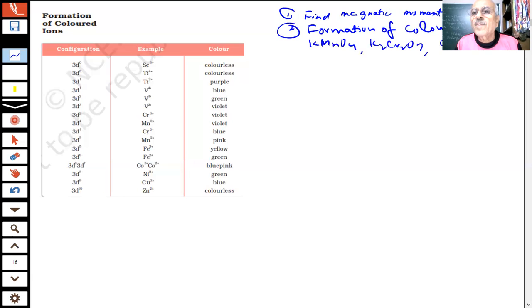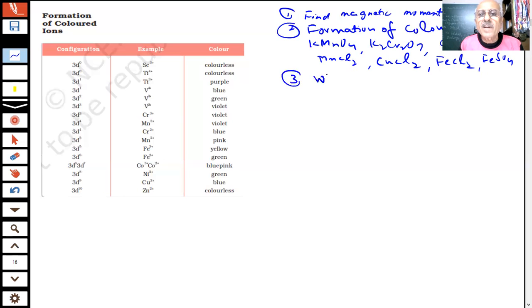What do you find, students? You are seeing beautiful colors of these compounds. MnCl2, or copper sulfate, CuCl2, Fe compounds, FeCl2 or FeSO4. What do you find? They are colored. Highly colored ions are there in the transition elements.